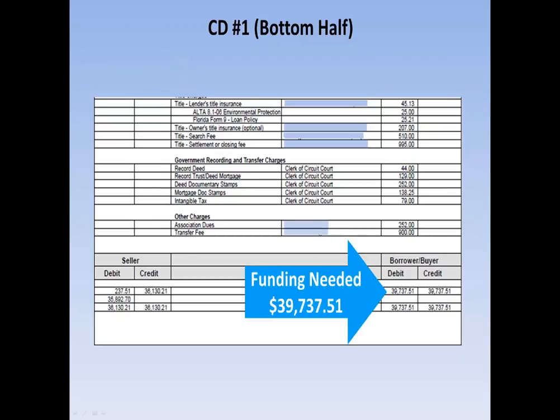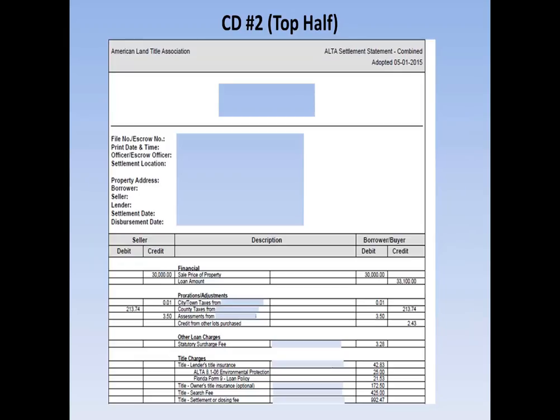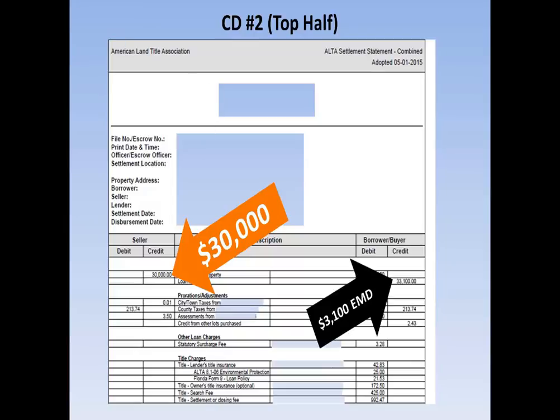This is the bottom half of the CD, first page. That's the funding that's needed, $39,737.51. But remember now, we have a second CD. So this is the top half of the second CD. $30,000 purchase price and a $3,100 earnest money deposit. So the sellers of both of these parcels required that the investor put up an earnest money deposit, approximately 10%. Let's go on to the bottom half.